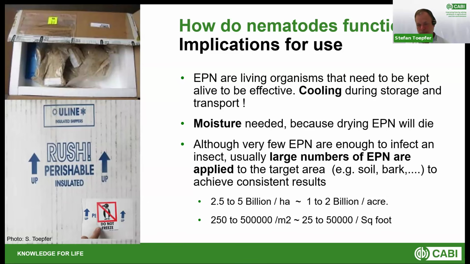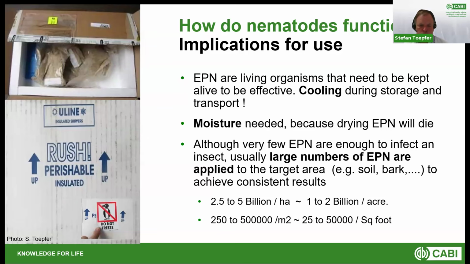Moisture is needed. Nematodes can only survive if it is moist. If they are sprayed like a herbicide and are drying on a leaf or on the ground, they are dead. Then I said this already, a few nematodes actually only need to enter an insect to kill an insect, but still they are applied at huge numbers, because you have to fill the soil or the target area, the soil, the bark, and so on to get consistent results.